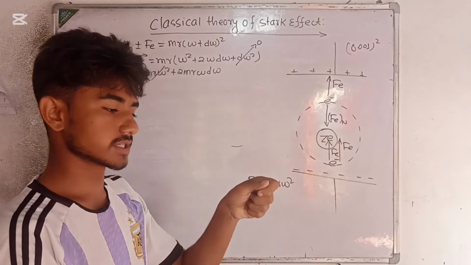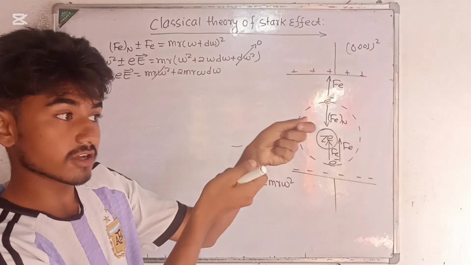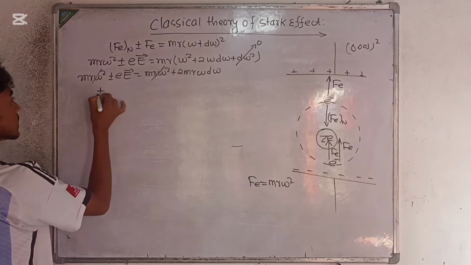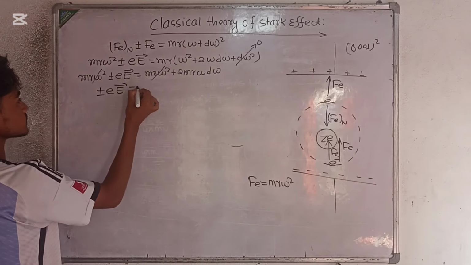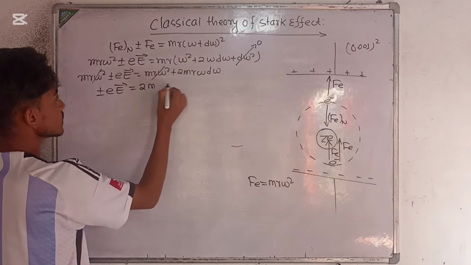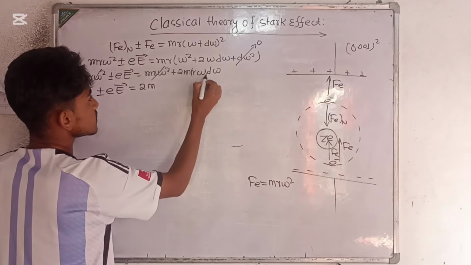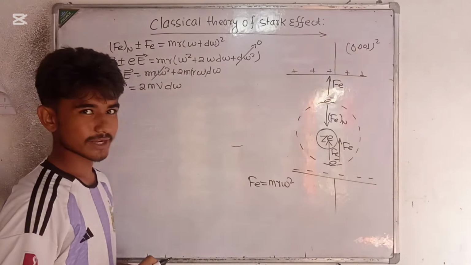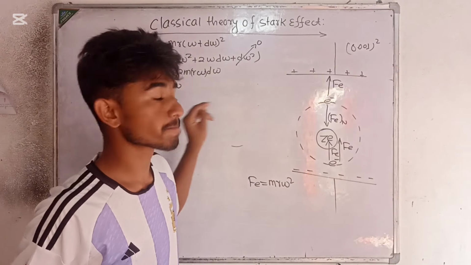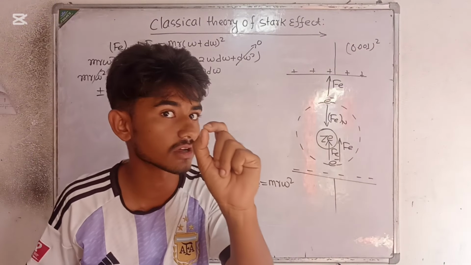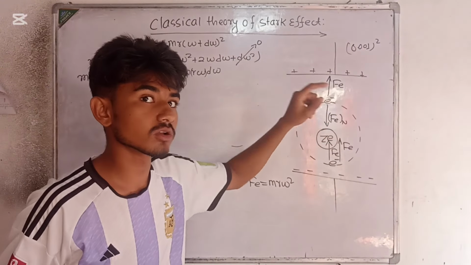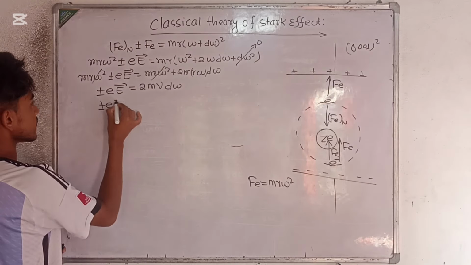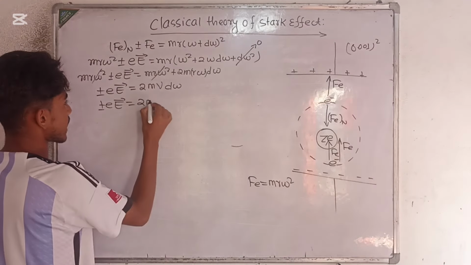Now the centripetal force is due to the electrostatic force of attraction between two charged particles, right? So we will end up getting plus minus E vector equals 2m. This r omega is nothing but the linear velocity of the particle, and the d omega. So can you tell me what the d omega represents? This is the shift in angular velocity of the particle in that particular orbit. So plus minus E vector equals 2 m v d omega.